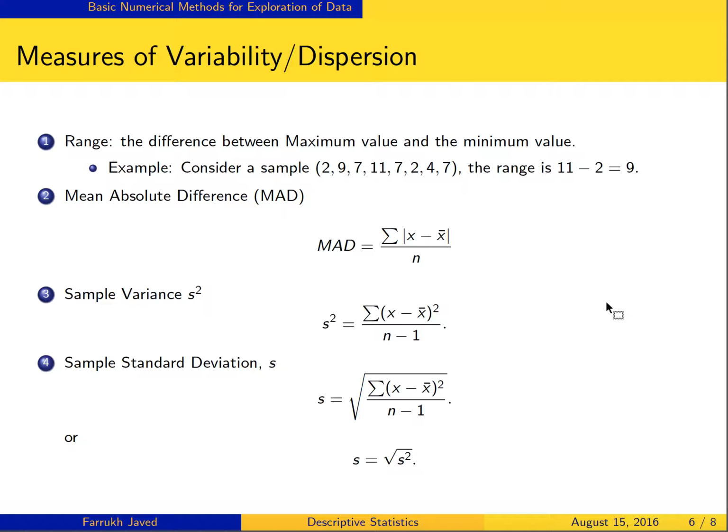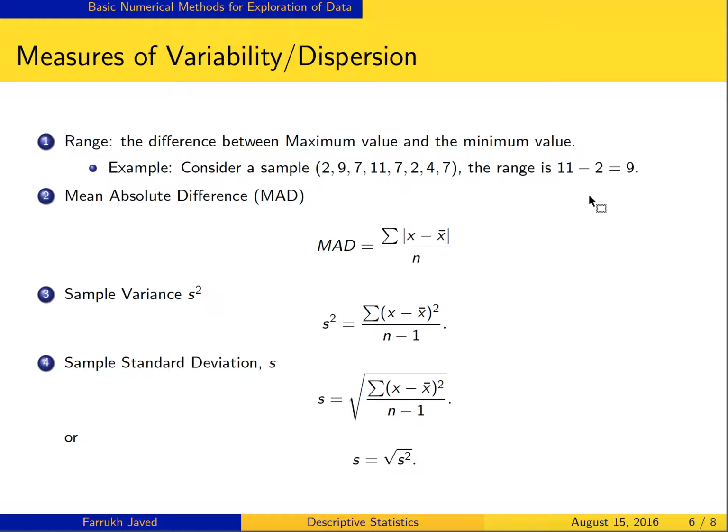The first of the basic measures of dispersion is the range. And range is nothing but the difference between the maximum and minimum value. So if you have a sequence of observations, like here, 2, 9, 7, 11, 7, 2, 4, 7, you just point out the maximum value in this sequence and the minimum value in this sequence and take the difference of those two values.